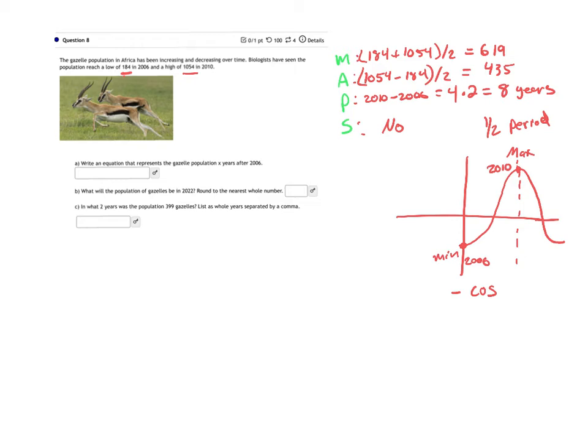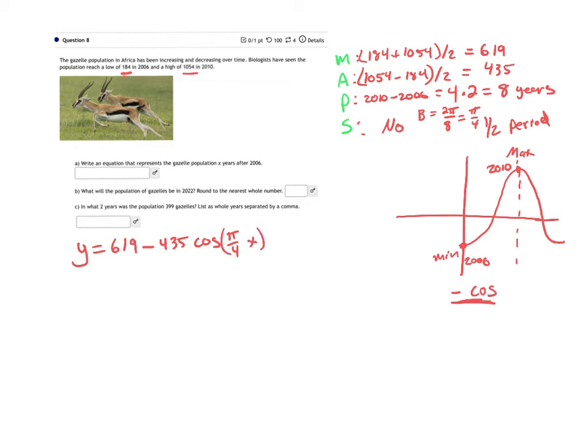So now I'm going to put it all together. So my equation will be y equals the middle, 619, minus, because I'm doing a minus cosine, 435 times the cosine. Now, the b value, remember, is equal to 2 pi over the period, so that's just going to be pi over 4, and then times x. So that's going to be my equation.